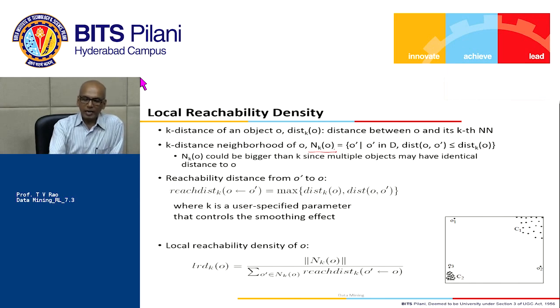And as a matter of fact, N_k(O) can be bigger than k because there may be several objects which are equidistant in different directions from the point of reference, which is O. So we can define another term, the reachability distance of O prime to O, as the maximum of the kth distance of the object O, which is from the kth nearest neighbor, and the actual distance between O and O prime. So if this is higher than this, then only this will be considered.